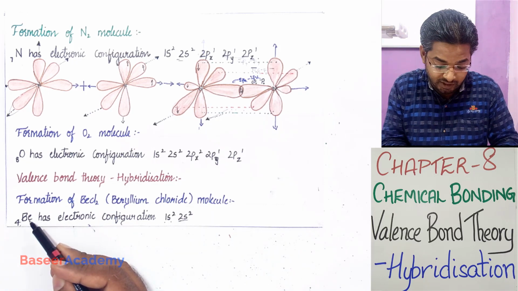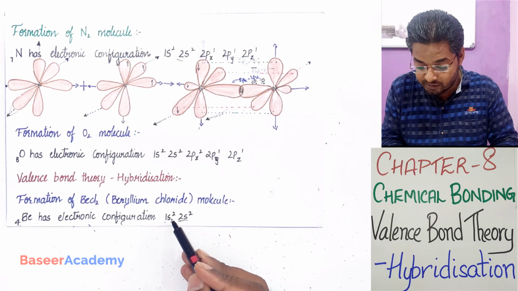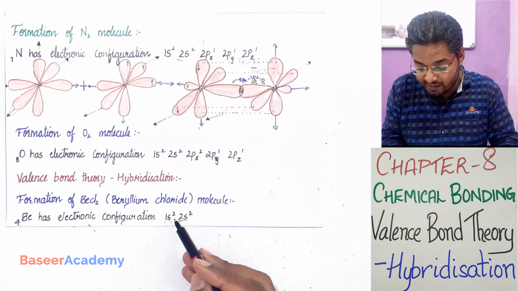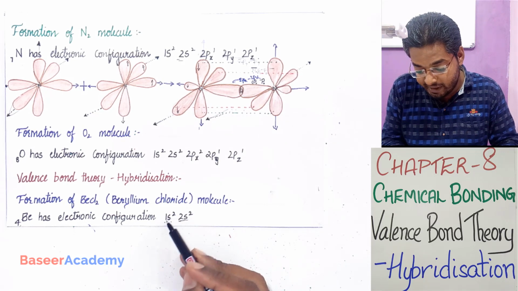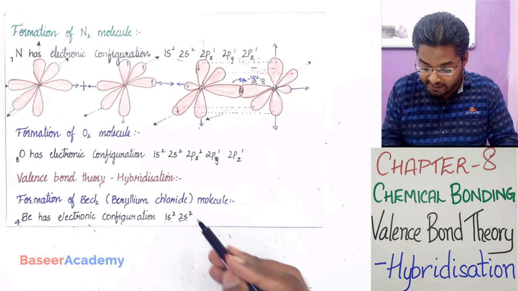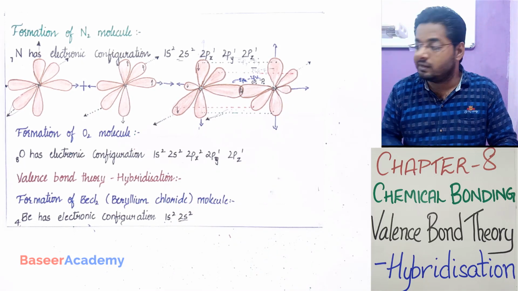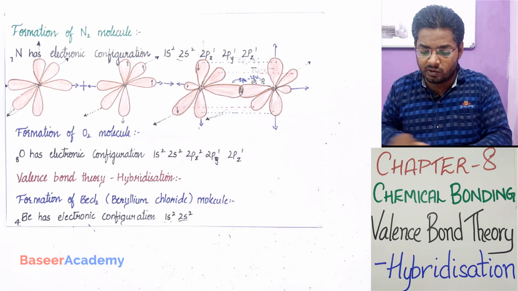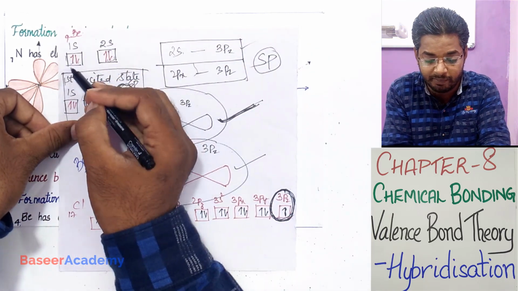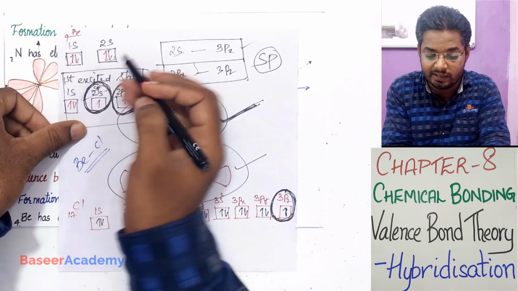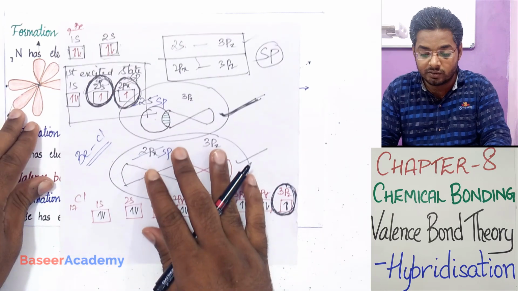We know that the atomic number of beryllium is 4 and the electronic configuration is 1s2, 2s2. From the electronic configuration, we see that the first two electrons are getting paired in the 1s orbital. The next two electrons are getting paired in the 2s orbital. Let me show you this in the form of a box diagram here. So the first two electrons of beryllium get paired in the 1s orbital. The next two electrons of beryllium get paired in the 2s orbital.